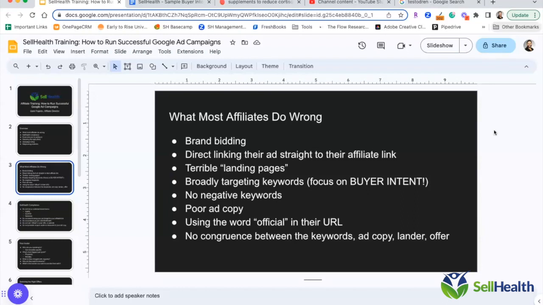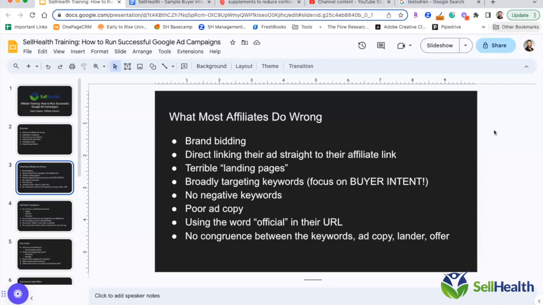The other thing that affiliates do wrong is they have bad ad copy, right? They don't take time to proofread their work. They don't take time to make the ad compelling to click, or they try to make it confusing. So some affiliates will try to make their ad pretend like it is an official website. And so they'll use the word official in their URL, or they'll say, buy official VigRx Plus or buy official Testadrin.